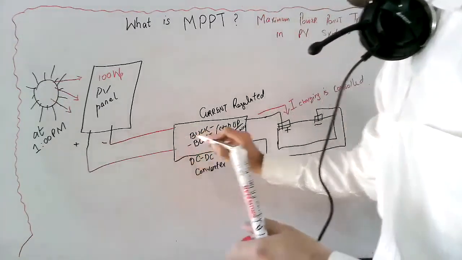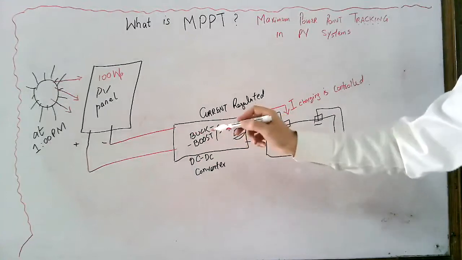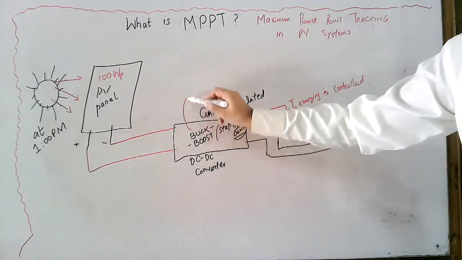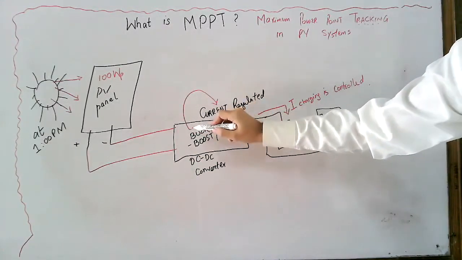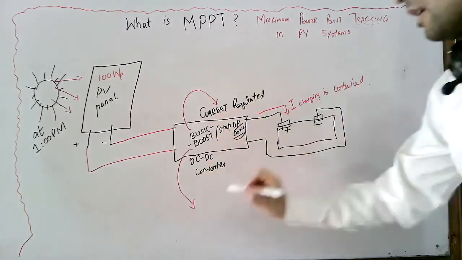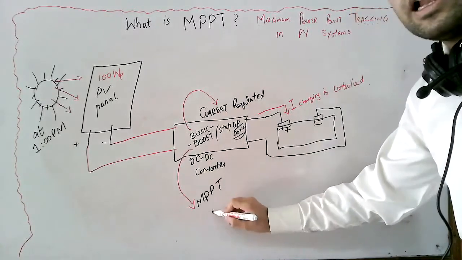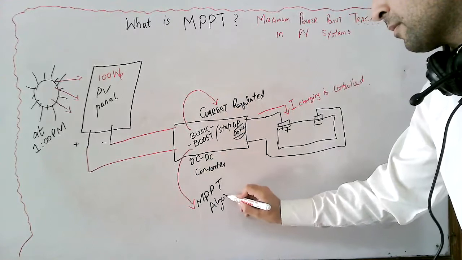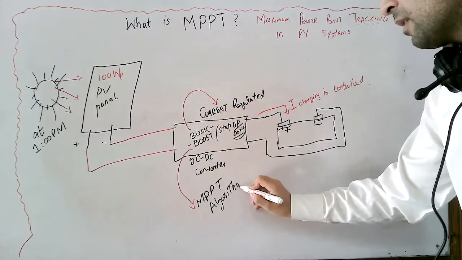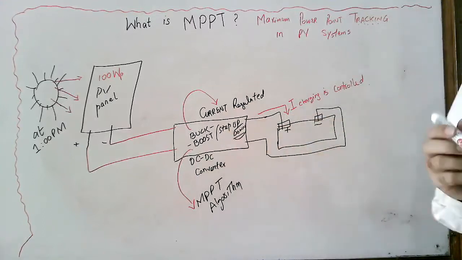But now this power converter, which is the buck boost or step up, step down converter, is not only the current regulated converter, but it also has a built-in MPPT algorithm. The maximum power point tracking algorithm is also built in this buck boost converter.